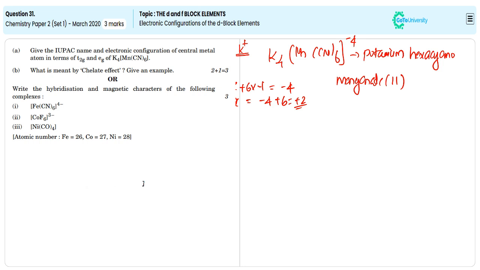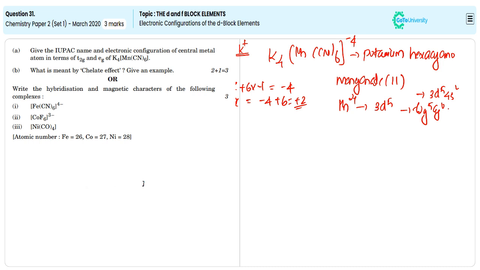Now we have to write the electronic configuration in terms of t2g eg configuration. Manganese is the central metal atom and its oxidation state we got as Mn2+. Normally manganese has the configuration 3d5 4s2 and the Mn2+ ion has the configuration 3d5. In terms of t2g eg configuration, you can write t2g5 eg0.